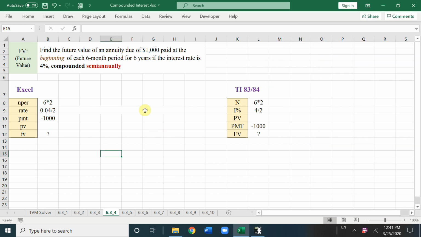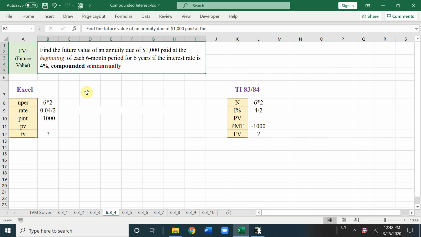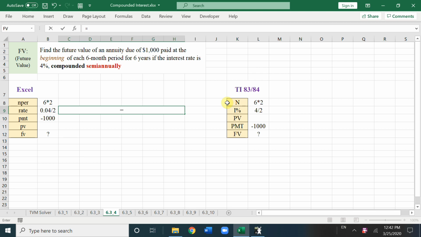Number 4, semi-annually, this keyword. 6 times 2, 12 half years. And here, the rate needs to be divided by 2. The payment is negative 1,000. Watch carefully, this is the beginning of the period. Okay, so equals FV.